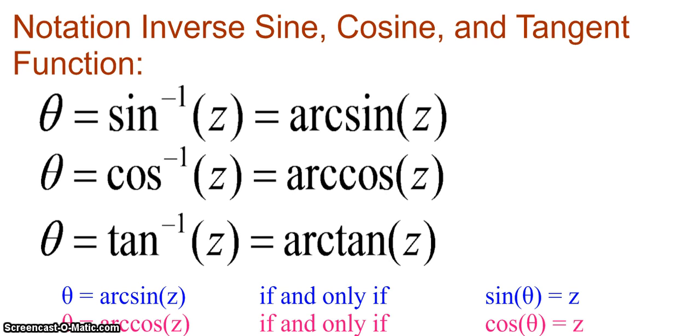So first we want to learn some notation. The inverse notation, again, we've used this to find the angle on our calculator. This is the inverse function: theta equals the sine inverse of z. Another way to write this is arcsine. So arcsine and sine inverse are the same exact thing. Either one works. You will see both, so you need to understand both.